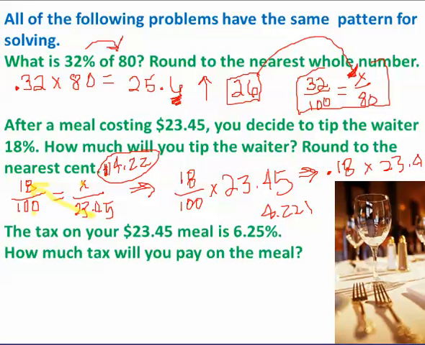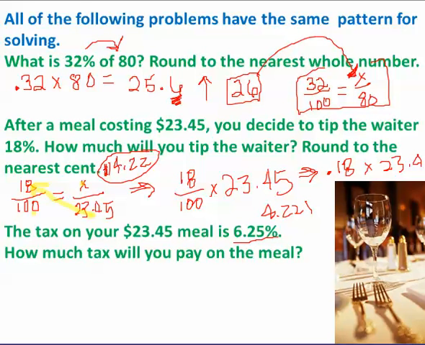One more. Tax on the meal of $23.45 is now 6.25%. How much tax will you pay on the meal? Now we have to be careful to answer the question asked, because sometimes they might ask us, how much is the meal plus the tax? And you need to make sure you're answering what they ask. So I'm going to set one more up. I'm not going to do this one.